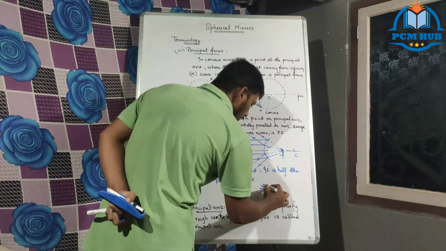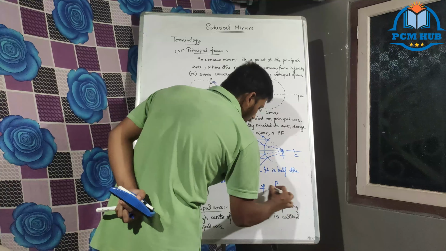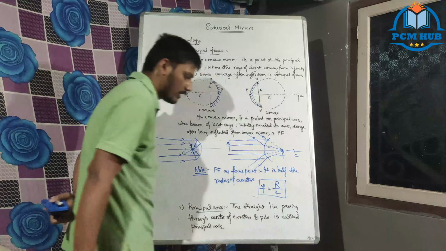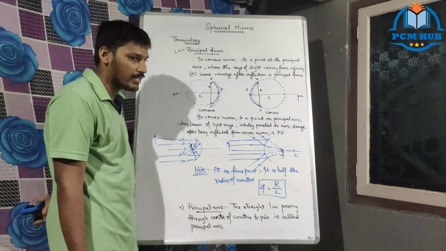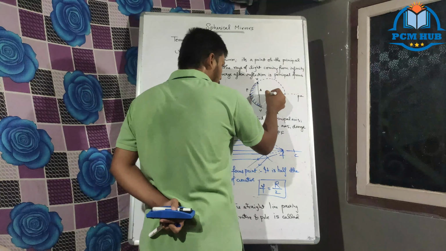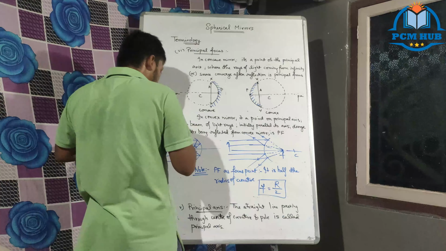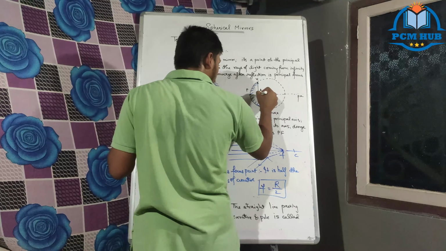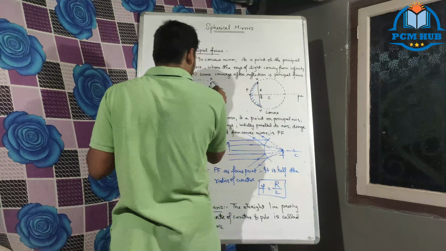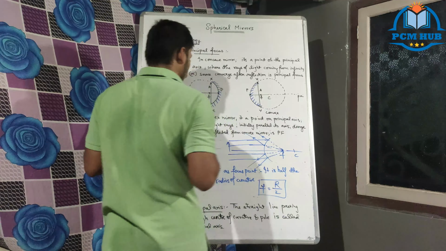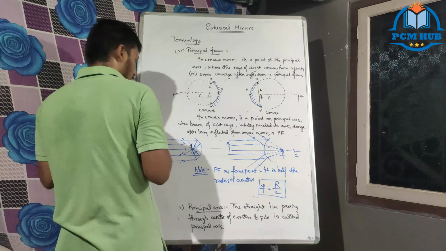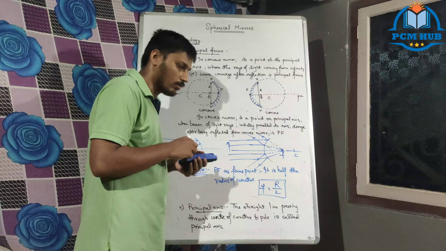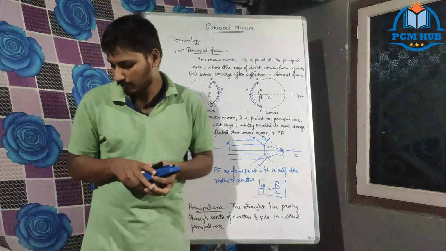So the focal length equals radius of curvature divided by 2. That means if C is the center of curvature, then our focal point will be exactly at half the distance. Okay, that is another important thing that you should know. Please write down.